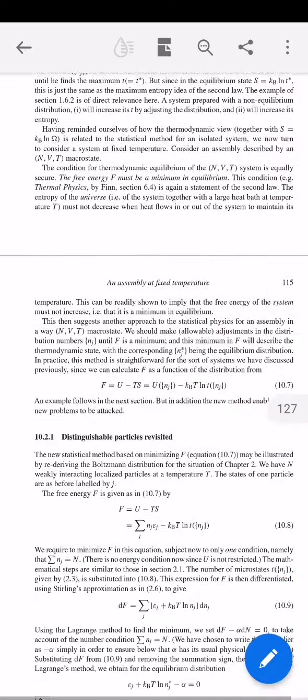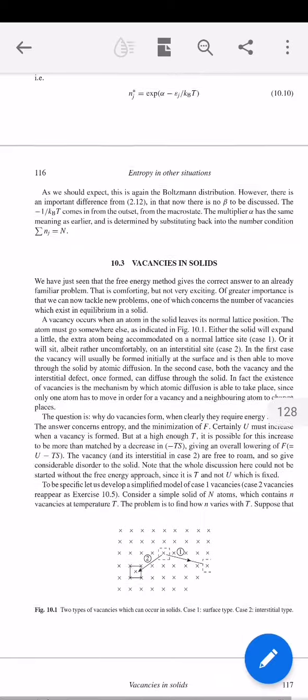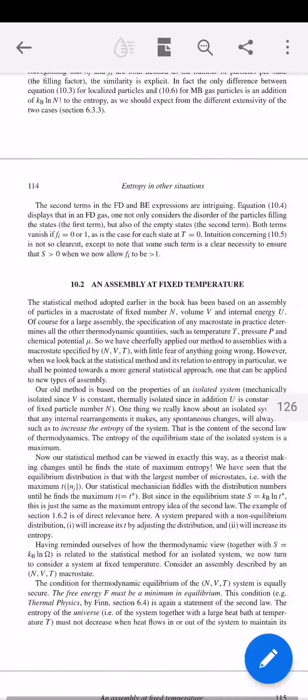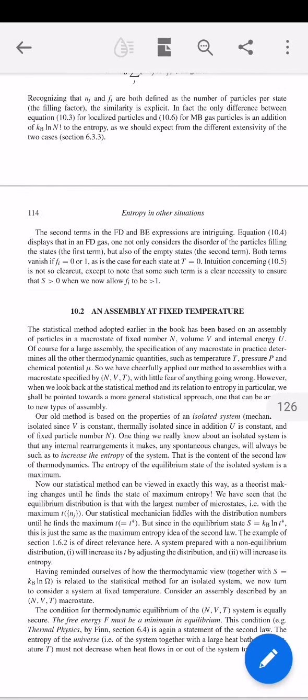Assembly at fixed temperature. So isochoric, isobaric, isothermal. So that's isothermal assembly.